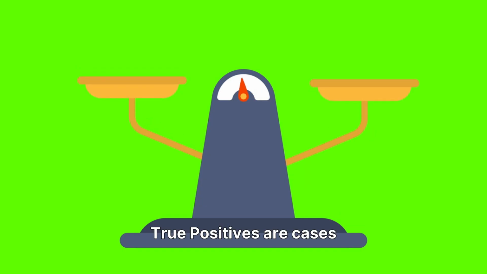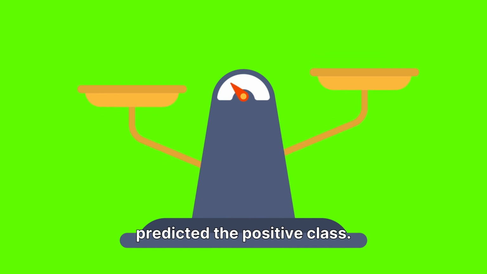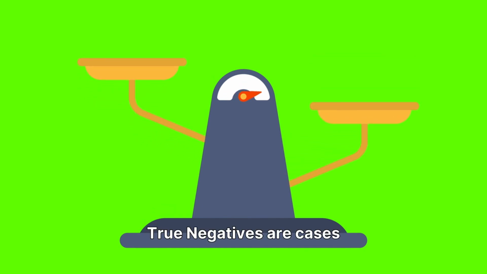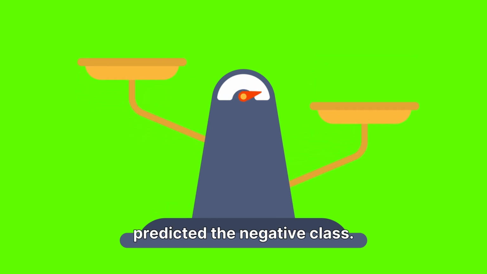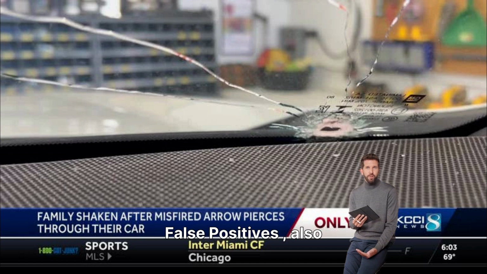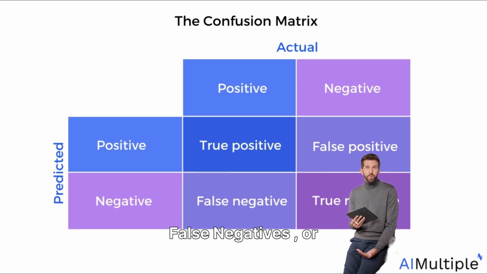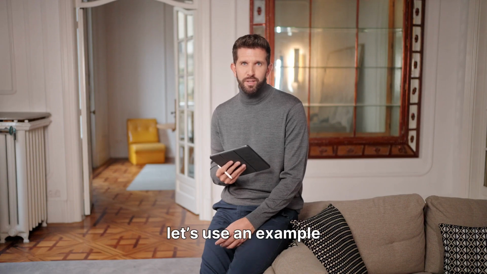True positives are cases where the model correctly predicted the positive class. True negatives are cases where the model correctly predicted the negative class. False positives, also known as type 1 errors, occur when the model incorrectly predicted a positive class when it was actually negative. False negatives, or type 2 errors, happen when the model incorrectly predicted a negative class when it was actually positive. To make it clearer, let's use an example from the medical field.